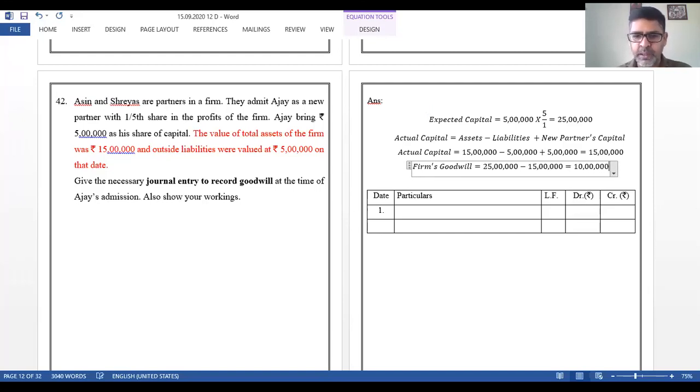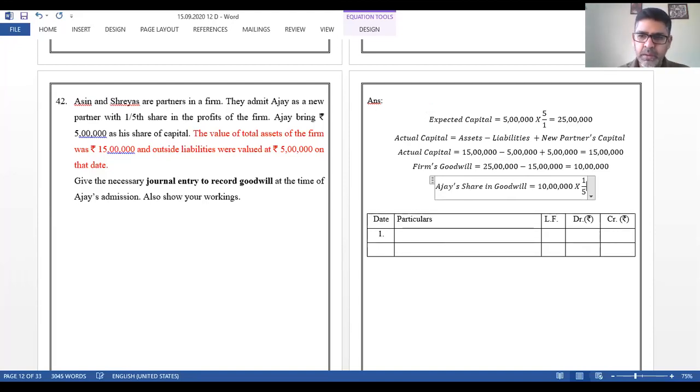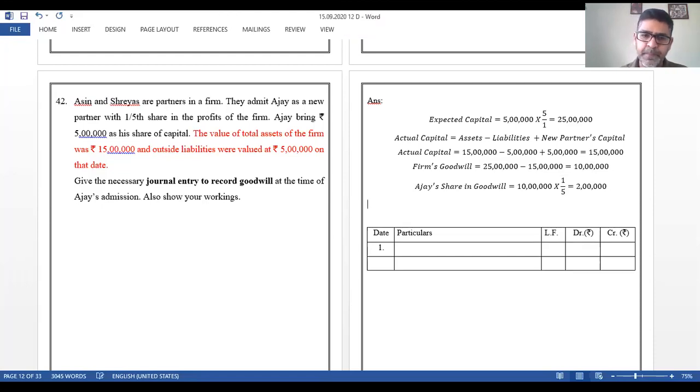And as I told you, in such a case of hidden goodwill, generally the new partner will not bring his share of goodwill in cash. Generally, but not always. Please take care of such words. So over here we need to calculate Ajay's share of goodwill. Ajay's share in goodwill is equal to rupees 10 lakhs into Ajay's share of 1 by 5. So that will be equal to rupees 2 lakhs.